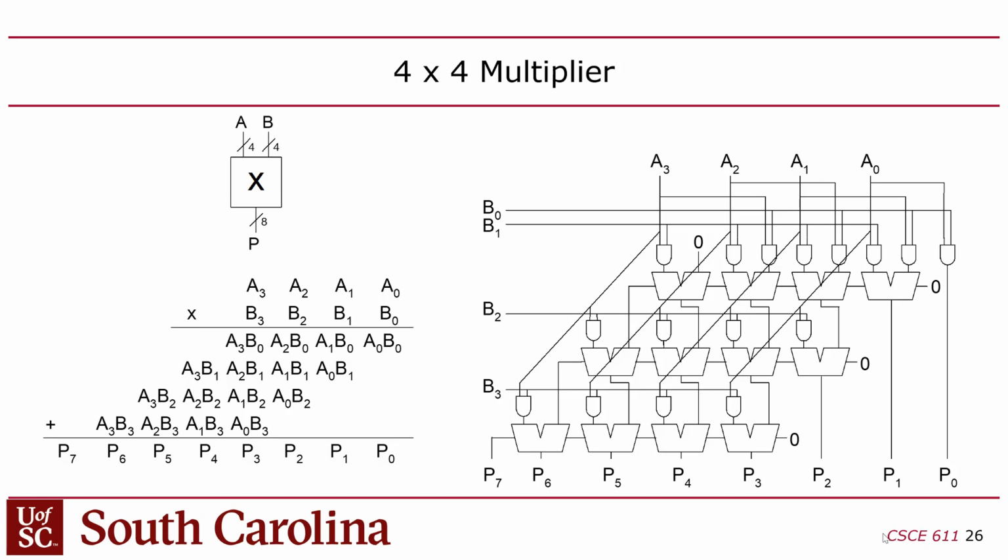So the critical path here is 3 adders for the 4-bit multiply. Does it make sense? When I say critical, these are arranged in a way where you're seeing the path flowing from top to bottom. So you're having to go through these 3 layers of adders. Does that make sense? Okay.